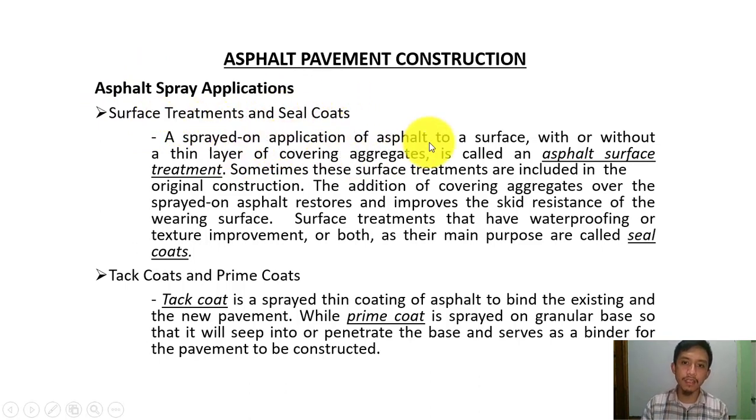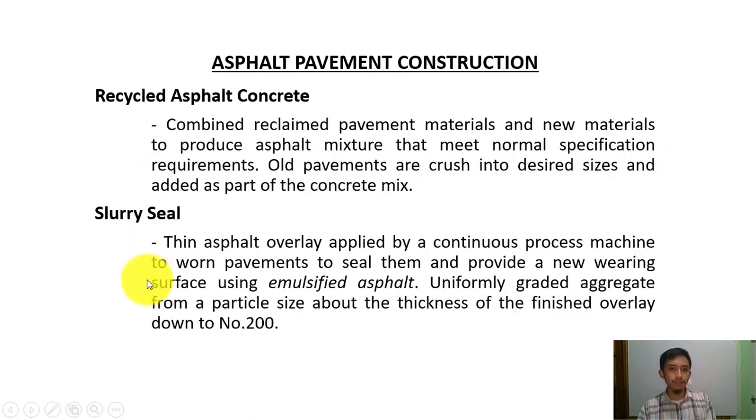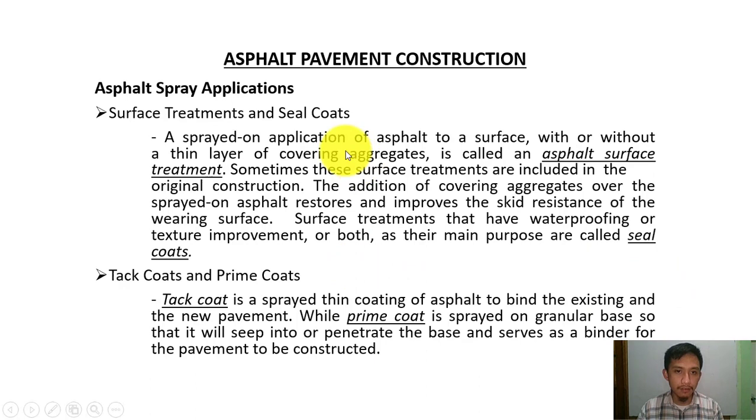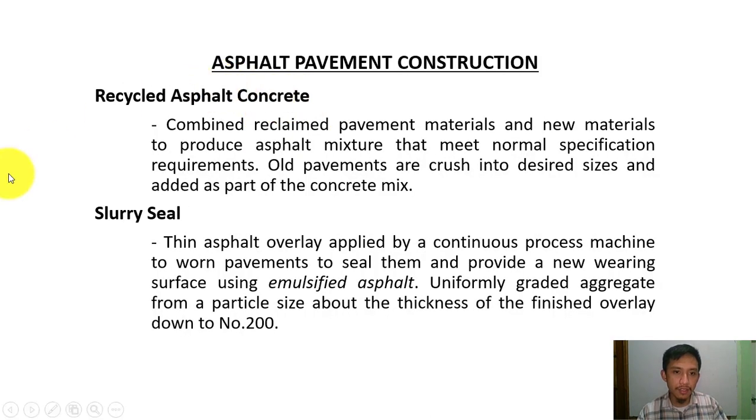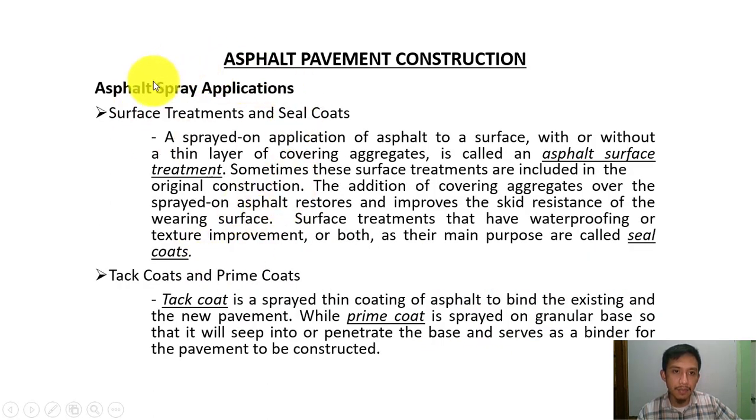A sprayed on application of asphalt to a surface, with or without a thin layer of covering aggregate, is called an asphalt surface treatment. This one is slurry seal. Slurry seal uses emulsified asphalt and a mixture with an aggregate size. And this one is spray. If you say spray, the main point is that we are spraying a layer of asphalt on the surface, unlike slurry seal, where we apply a thickness of a mixture of emulsified asphalt and a range of aggregate sizes. So this is a sprayed on application.